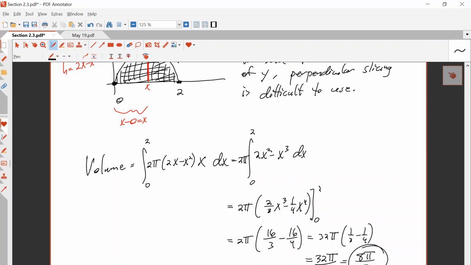So that's a nice example that really needs shells rather than slices. Although sometimes a lot of regions can be done with both. And on an exam, when I ask you to calculate a volume, you can do it either way, whichever way you like best. Okay?